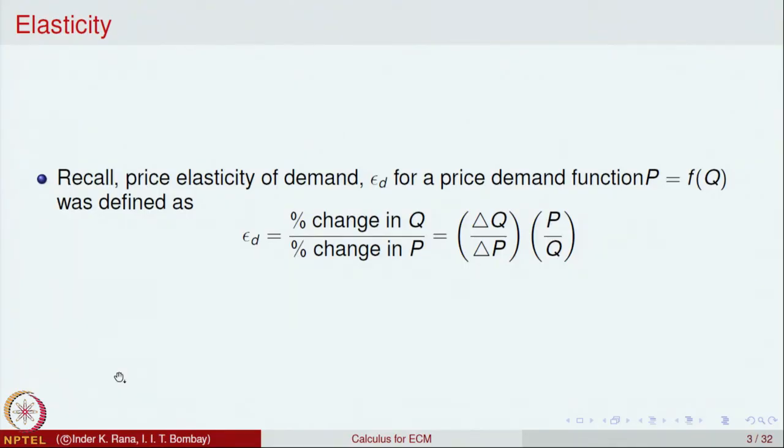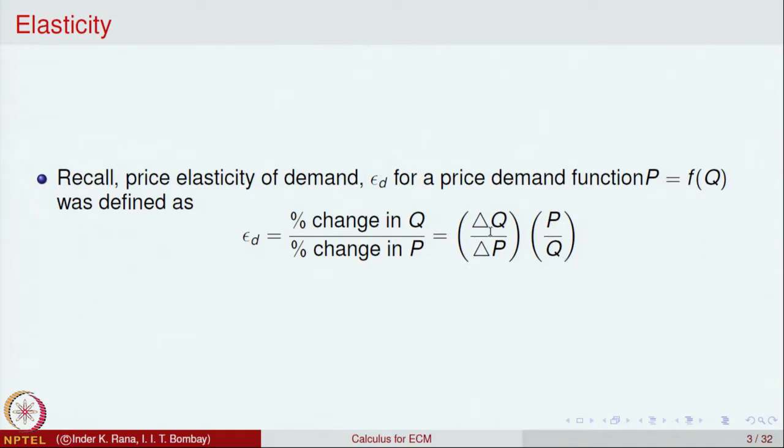Recall that the price elasticity of demand we denoted by epsilon d. This is the Greek letter epsilon with a lower suffix d, indicating this is the coefficient of elasticity of demand. If the price demand function is p equal to f of q, then we define this as the percentage change in q divided by the percentage change in p. Once you write the percentage in terms of fractions, this just gives you delta q by delta p multiplied by p by q.